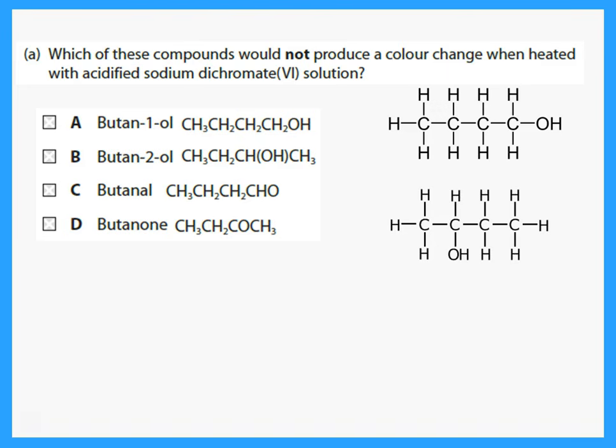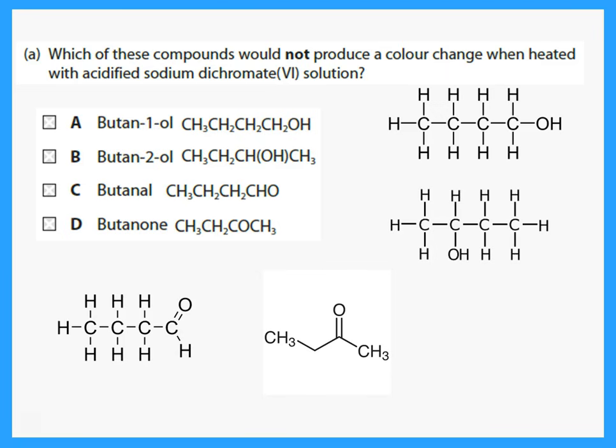Butan-2-ol is a secondary alcohol, and we said if we try to oxidize a secondary alcohol, it will give a ketone. Now, C, butanal. Butanal is an aldehyde. Remember that if we oxidize the aldehyde, it becomes an acid. Remember when we were saying primary alcohols give aldehydes, and then further oxidation will change the aldehyde into acids. But butanone, that is a ketone. Remember that ketones cannot be further oxidized.